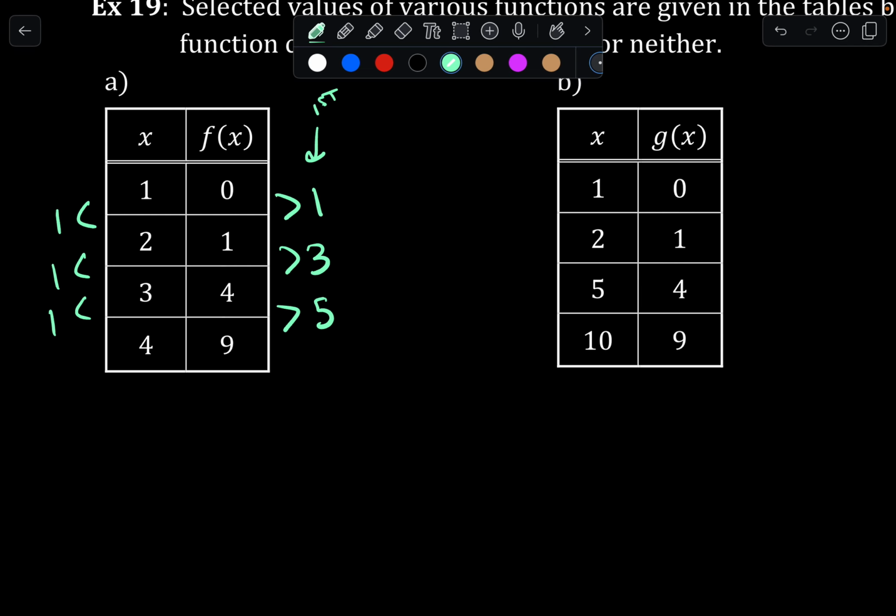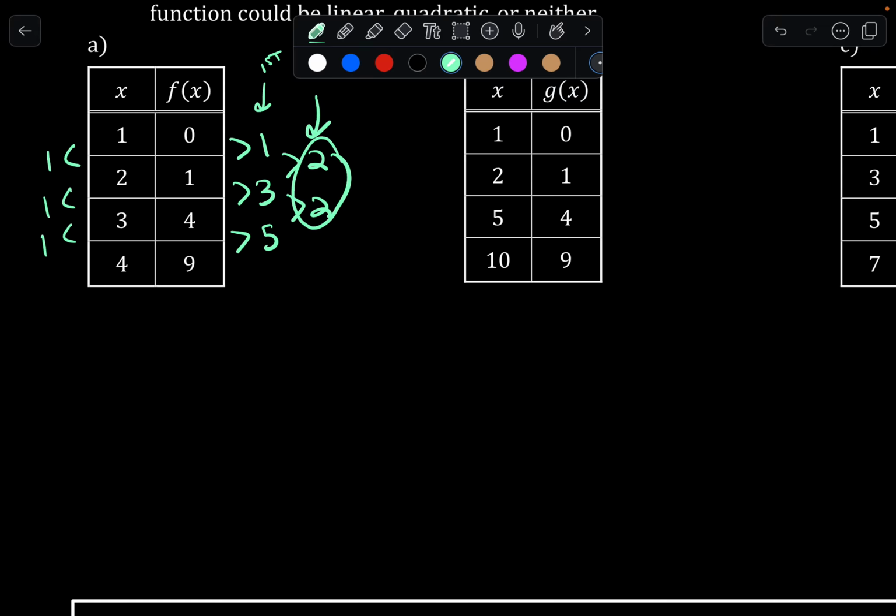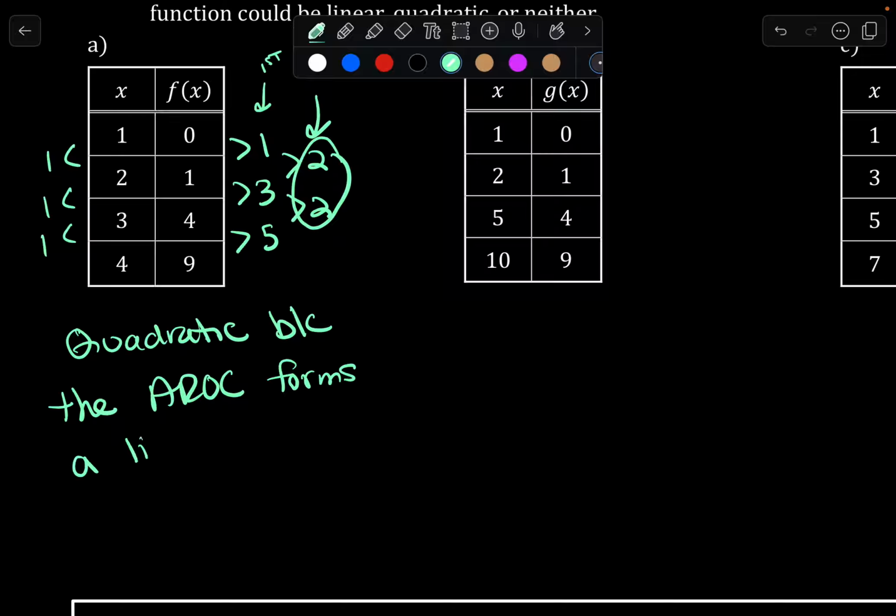Okay, so now let's try again. So we have plus 2, plus 2. This is our second difference. And we have a second common difference because they are both the same. So because we have a second common difference, this is going to be quadratic. And I'm going to use the abbreviation BC for because the average rate of change forms a linear pattern. That's the same as represented by a linear function.